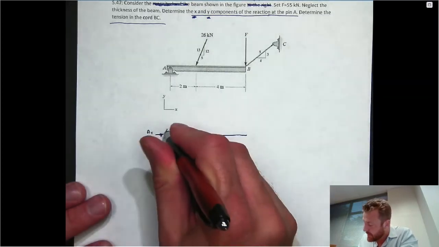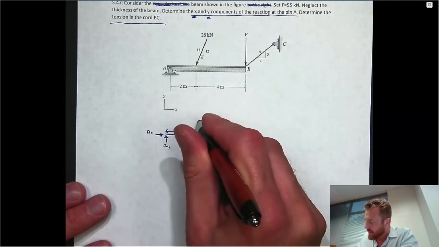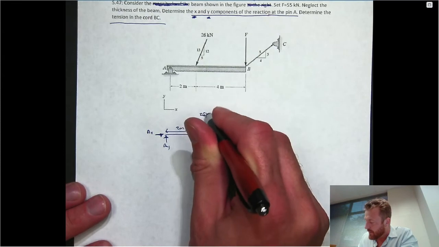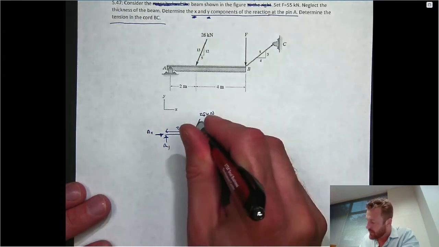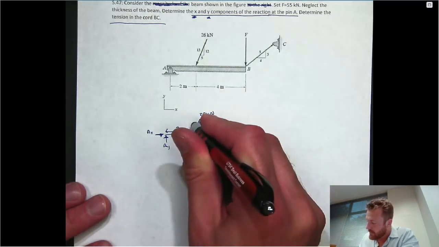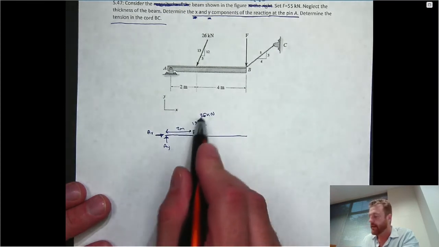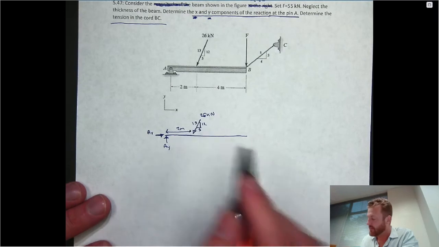In addition, 2 meters away, and I'll try to draw this relatively to scale, we have the 26 kilonewton force applied. And that geometric information is going to allow us to decompose it into components, which we'll do soon. Let me just copy that over. We've got a 12, 5, 13 triangle, and that tells us that of this magnitude, 12 thirteenths corresponds to the y component, and 5 thirteenths corresponds to the x component.